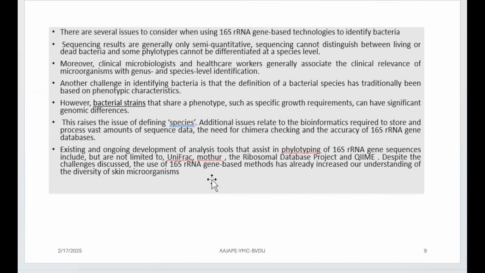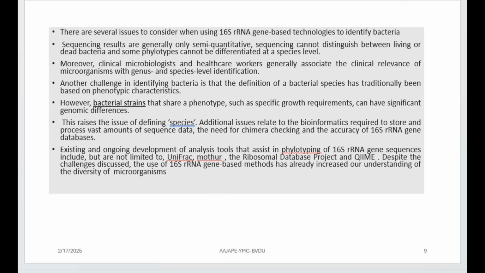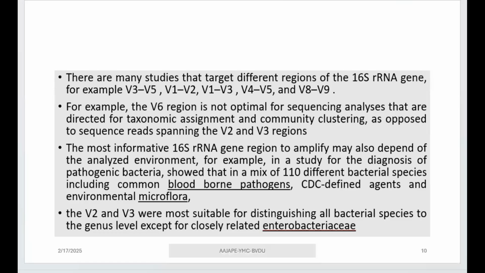The use of 16S rRNA based methods has already increased our understanding of the diversity of organisms, may it be skin organisms or any pathogenic organism, right? Or may it be any non-pathogenic and soil bacteria, whatever it may be. When it comes to pathogenic bacteria, you have specific data sets. When it comes to non-pathogenic ones, soil-based ones, based on their niche, the reference database should be used, and it should be giving you adequate similarity profiling.